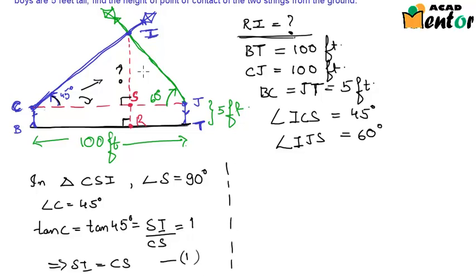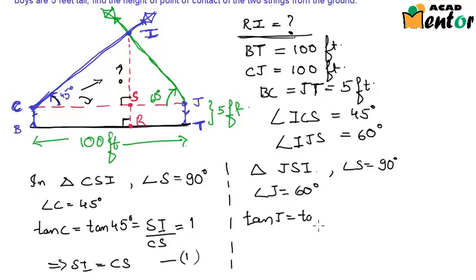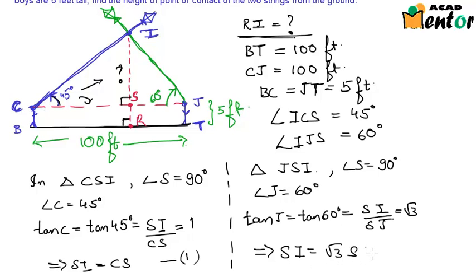Now let's consider the other right angle triangle, that is triangle JSI. Here again angle S is 90 degrees and we know angle J is equal to 60 degrees. We'll again take tan. So we'll have tan of angle J, that is tan of 60 degrees, equal to the opposite side, that is SI, over the adjacent side, that is SJ. And we know tan of 60 degrees is root 3. So from here we would have SI is equal to root 3 times SJ.